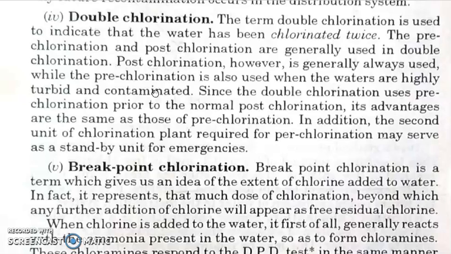So when you are expecting more contamination in the water, then for safety purposes, you chlorinate the water twice. Once in the beginning, before the water enters the first unit, and another when the water comes out of the filter tank. So twice. The second unit of the chlorination plant required for pre-chlorination can also serve as a standby unit for emergencies.